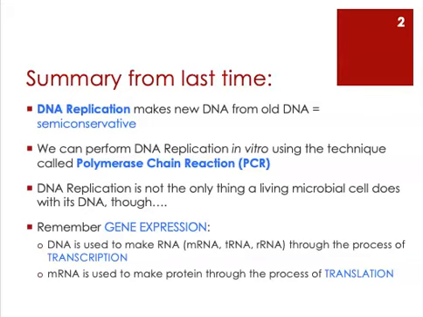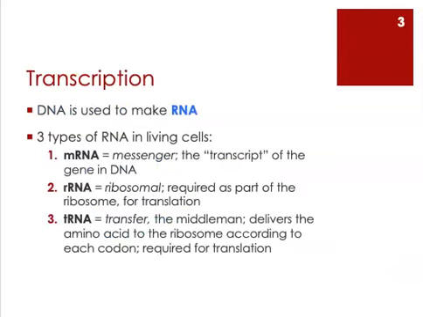So we're going to get a little more specific today about the central dogma and about these two critical processes that make up what we call gene expression. So, DNA is used to make RNA, and there are three primary types of RNA in living cells: mRNA, rRNA, and tRNA.